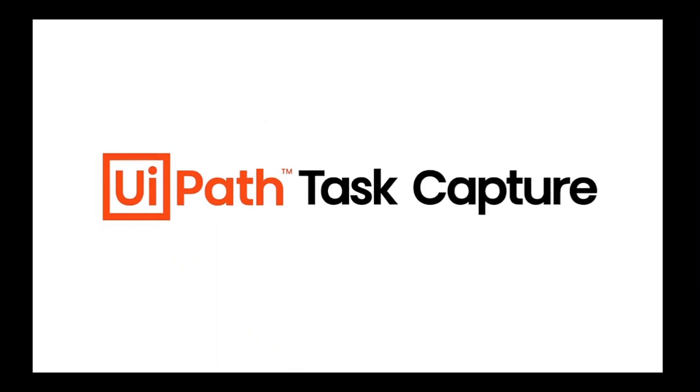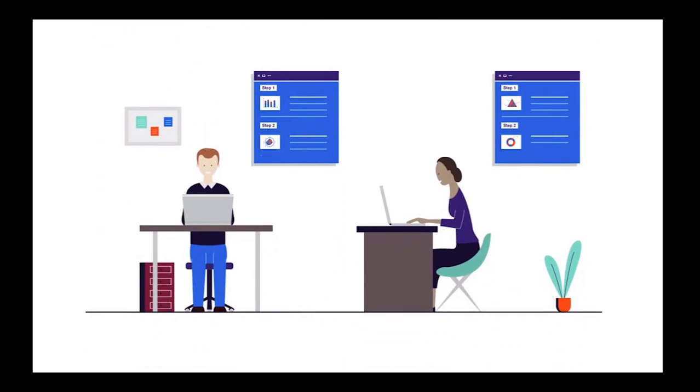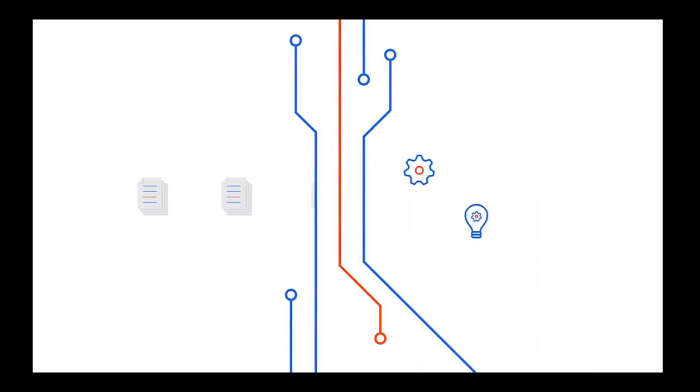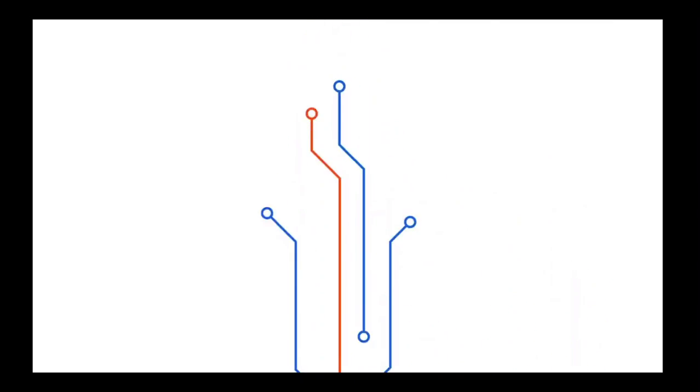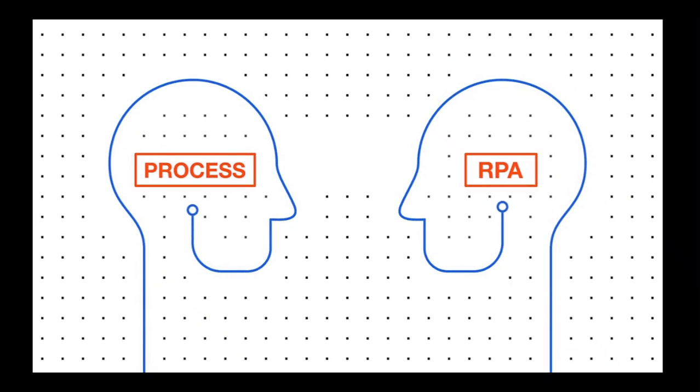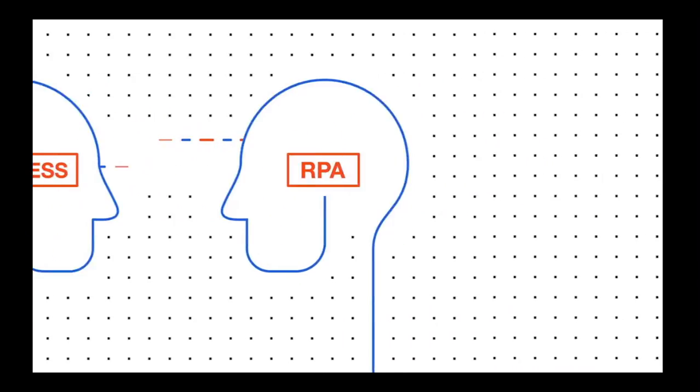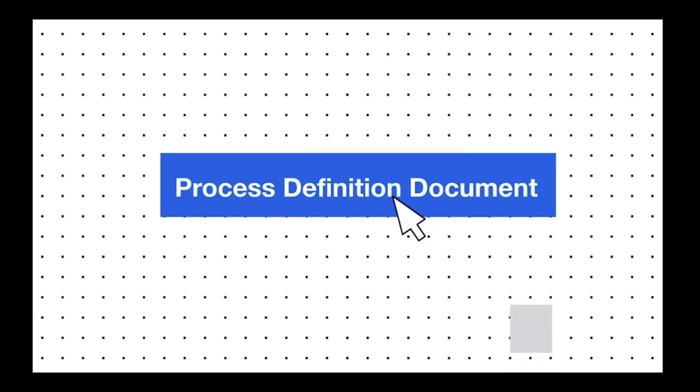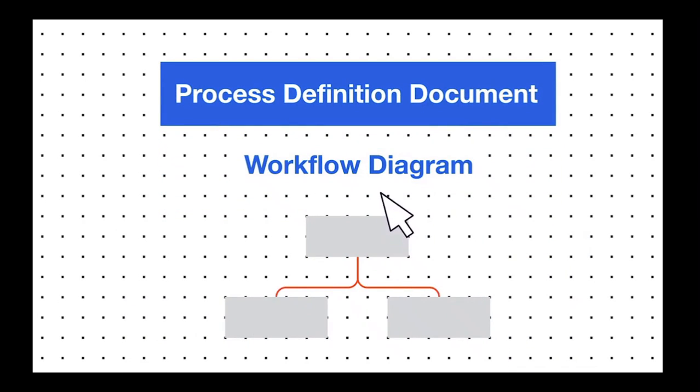UiPath Task Capture collects deeper insights from your subject matter experts. This way, you easily collect employee best practices and convert them into automation opportunities. Use Task Capture to reconnect your process experts and RPA developers. Quickly save your automation suggestions as a process definition document or a workflow diagram.